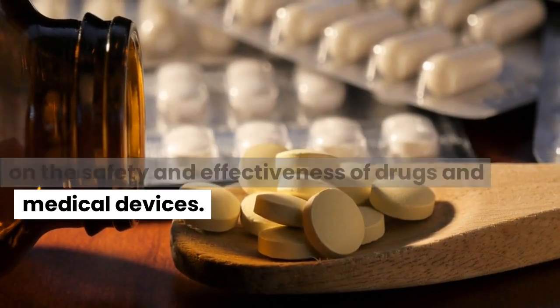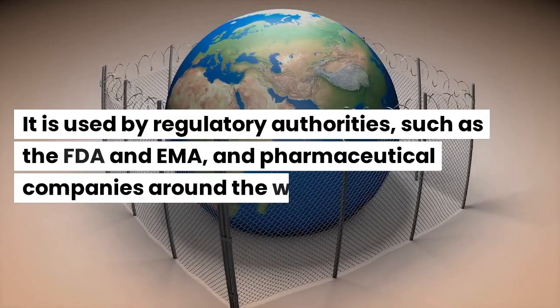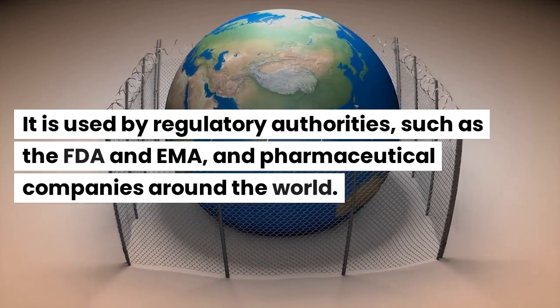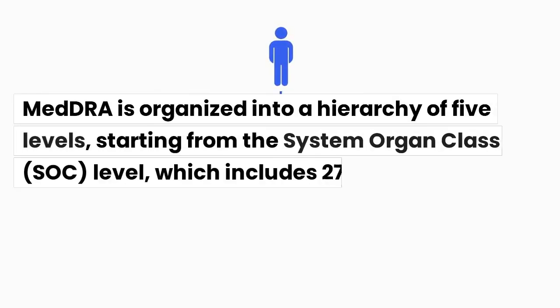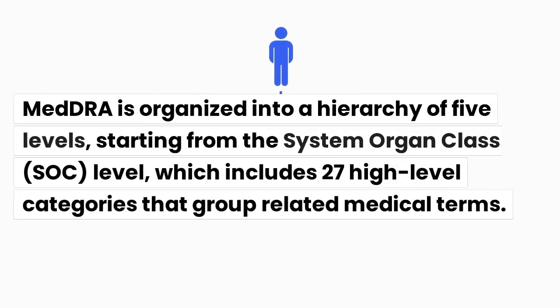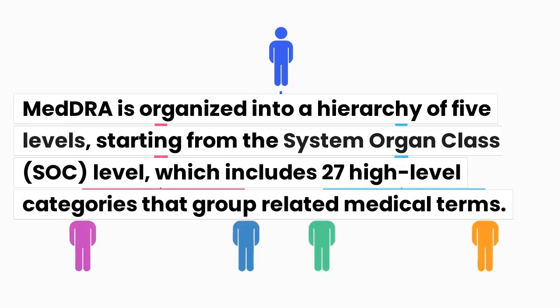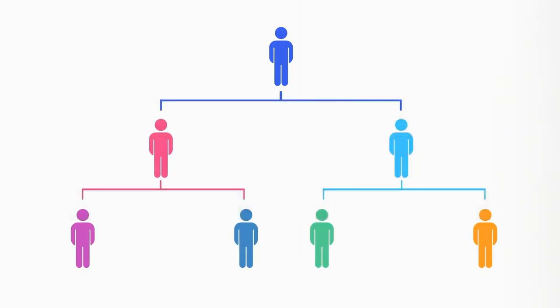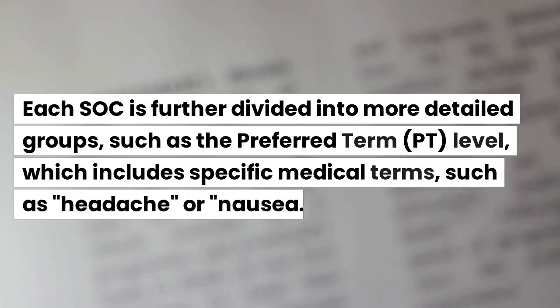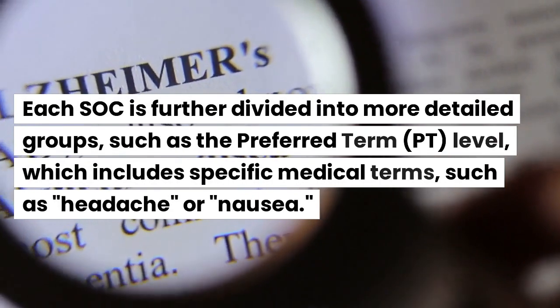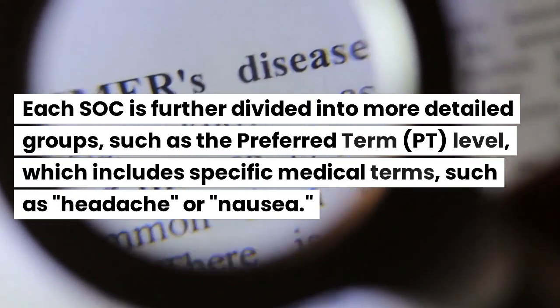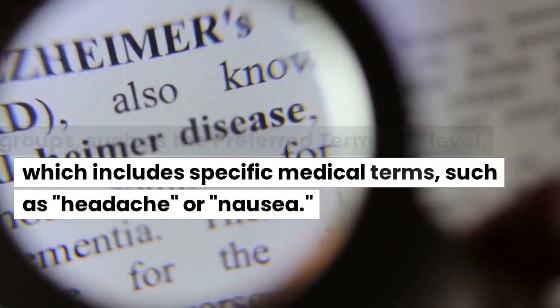and medical devices. It is used by regulatory authorities, such as the FDA and EMA, and pharmaceutical companies around the world. MedDRA is organized into a hierarchy of 5 levels, starting from the System Organ Class (SOC) level, which includes 27 high-level categories that group related medical terms. Each SOC is further divided into more detailed groups, such as the Preferred Term (PT) level, which includes specific medical terms, such as headache or nausea.